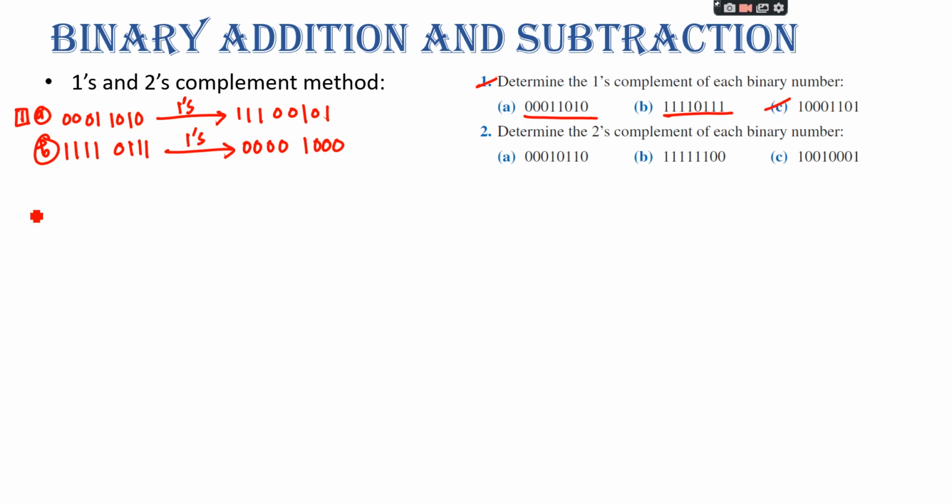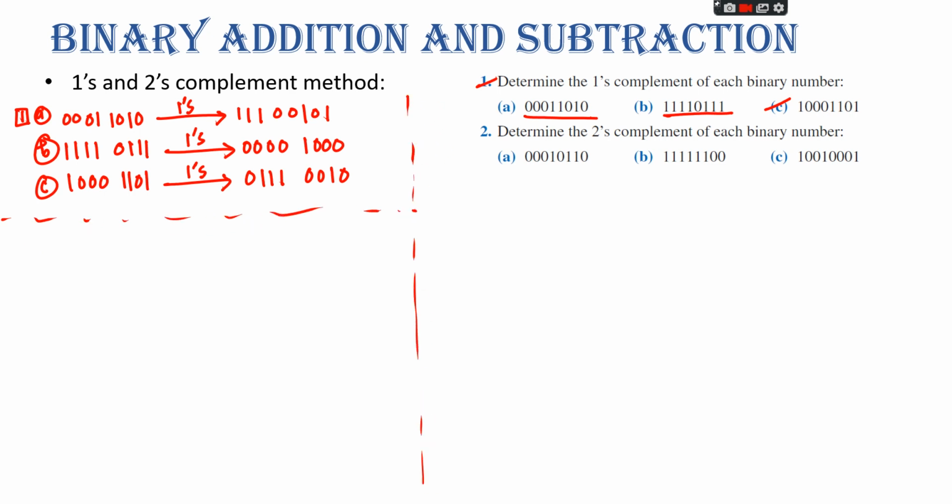And for the third one, we can write 1 0 0 0, then 1 1 0 1. If I take the ones complement of this number, we'll get 0 1 1 1, then 0 0 1 0. So I think ones complement is a straightforward thing, and there should not be any question regarding this ones complement method, as you have learned it previously. Is there any question so far? No, sir.